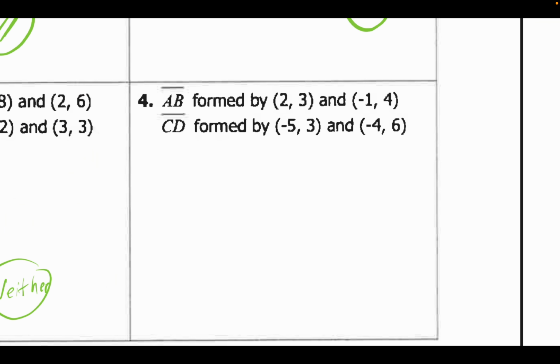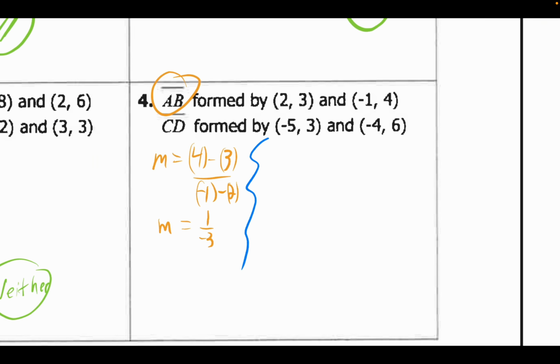Next here, we're going to once again do the top one in the orange, and this will be a slope formula of 4 minus 3 over negative 1, maybe clarify that negative, there we go, minus 2. And that's going to be 1 over negative 3. Once again, where the negative is on a fraction doesn't even matter a little bit.